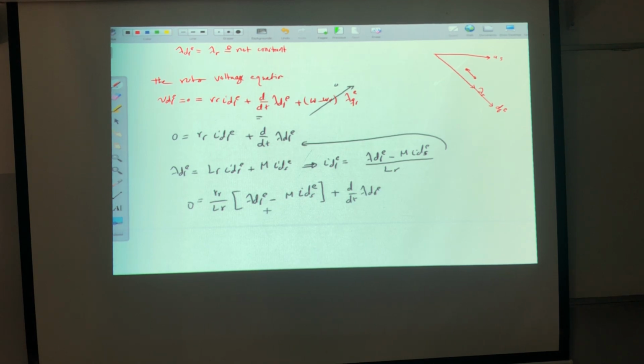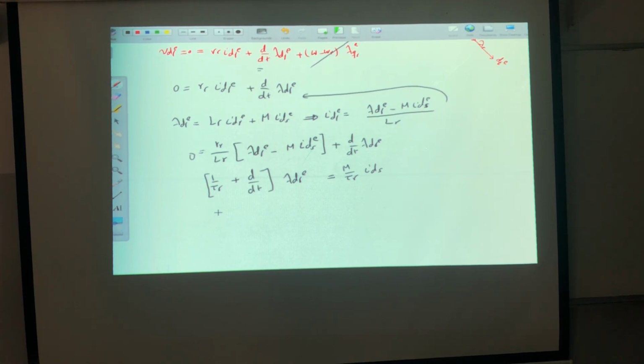So I can solve with respect to lambda DRE. RR over LR is 1 over tau R. So 0 will equal 1 over tau R plus d by dt lambda DRE, correct? This will equal M over tau R IDS, correct? This means that I don't need this one. I rearrange the equation.